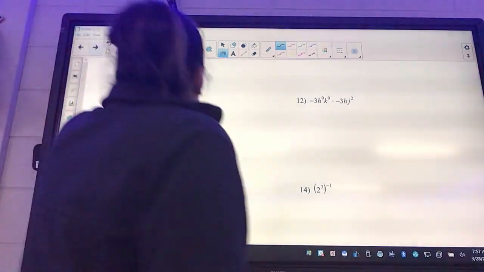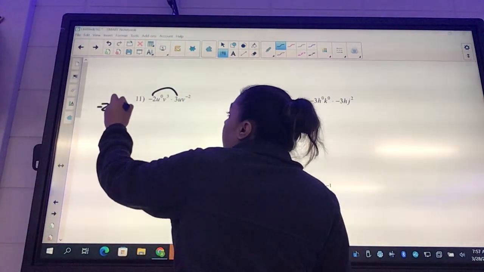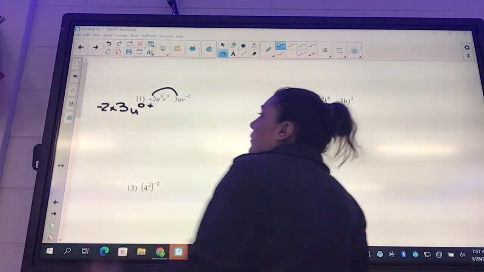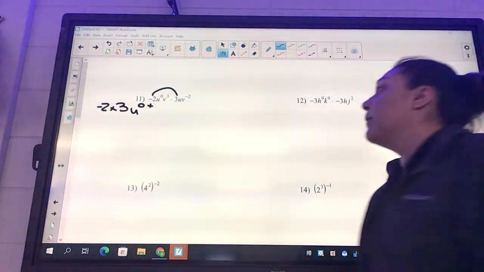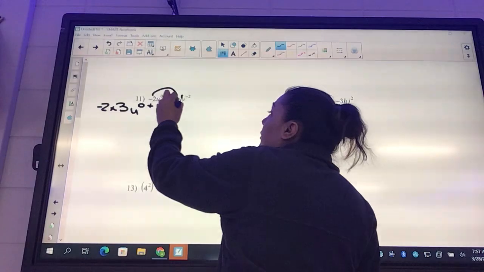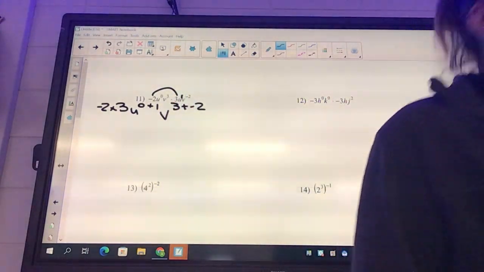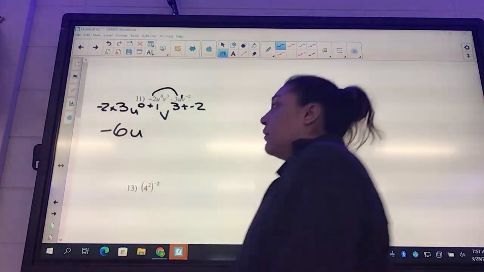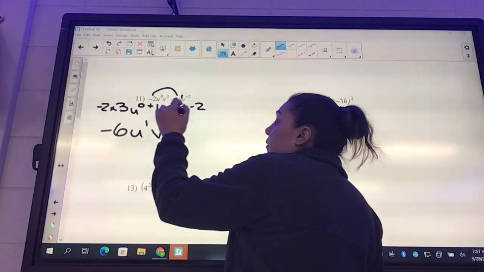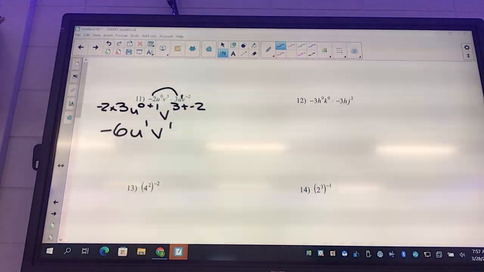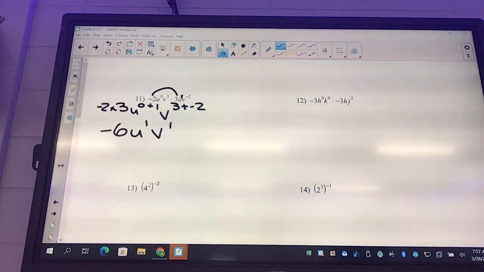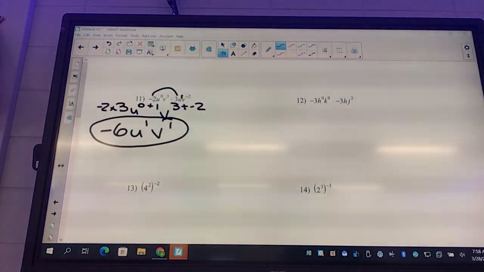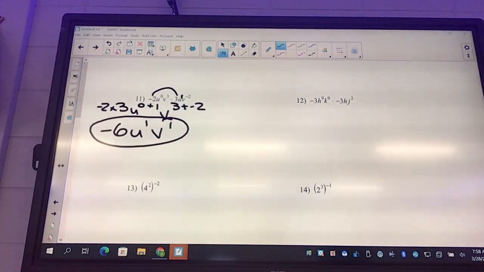Number 11. You're going to multiply the bigs, so negative 2 times 3. And we're going to start adding up the littles. So I've got u to the 0 plus what? 1. There's really a 1 right here. 0 plus 1. V to the 3 plus negative 2. Negative 2 times 3 is negative 6. U to the 1, v to the 1. What needs moved? Nothing. It's a trick question. The only time we move it is if the exponent is negative. Otherwise we don't move anything.